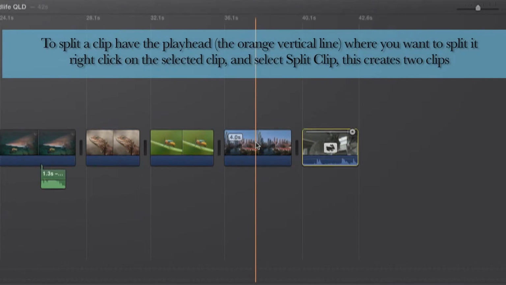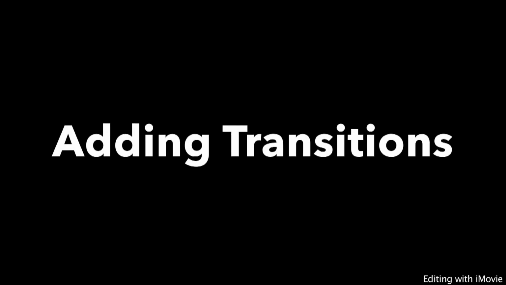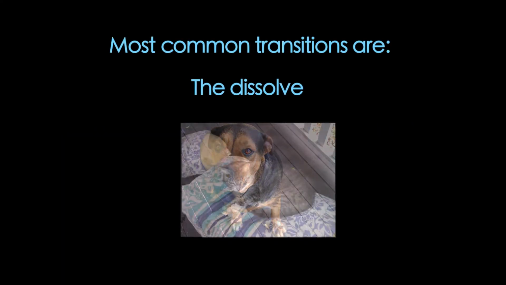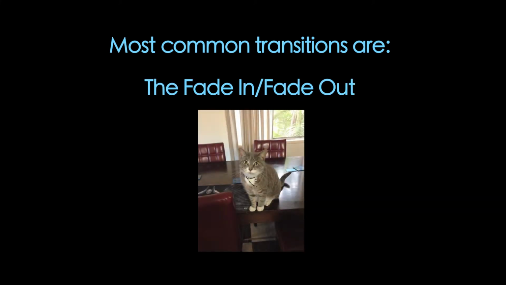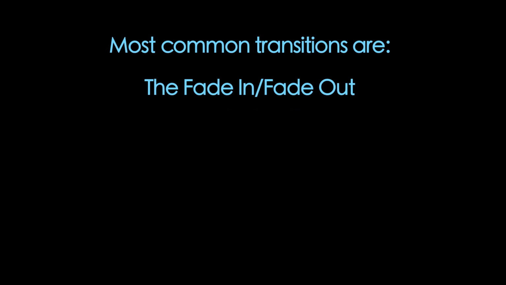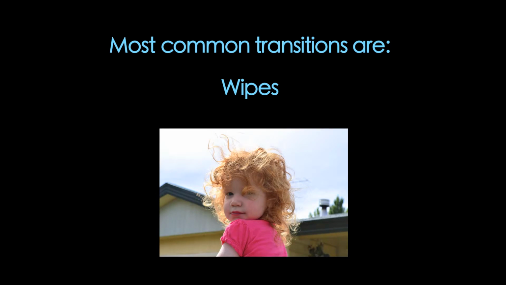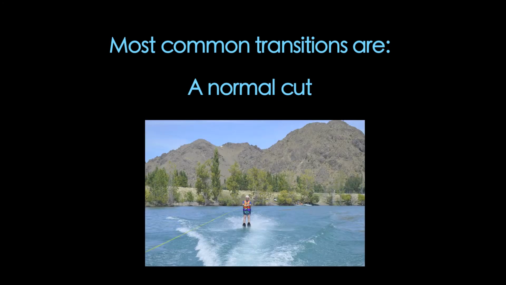To split a clip, have the playhead where you want to split it. Right click and select Split Clip. Adding transitions. Some common transitions are the dissolve, the fade in or out, wipes, and a normal cut.